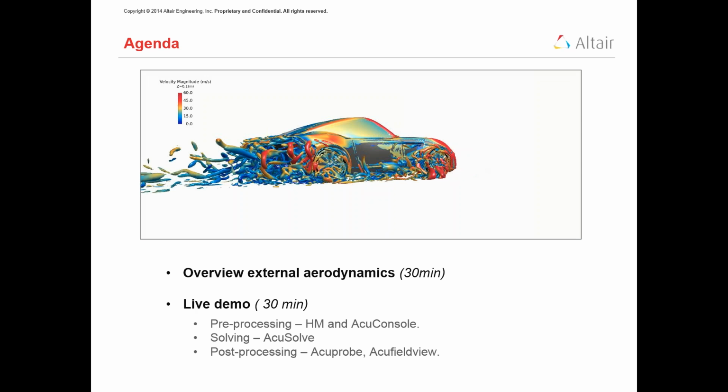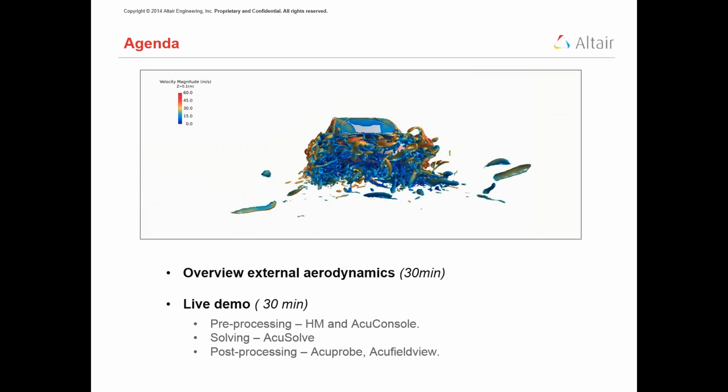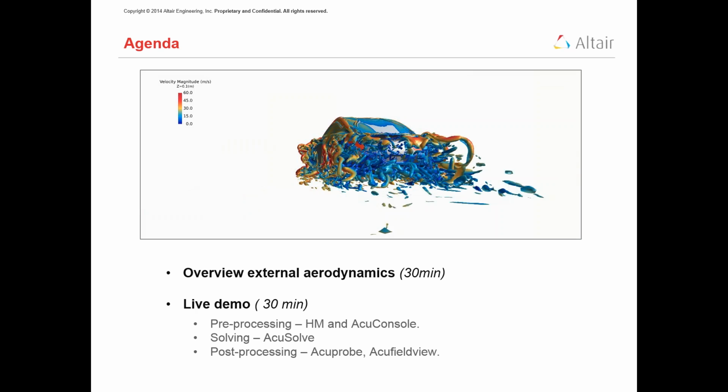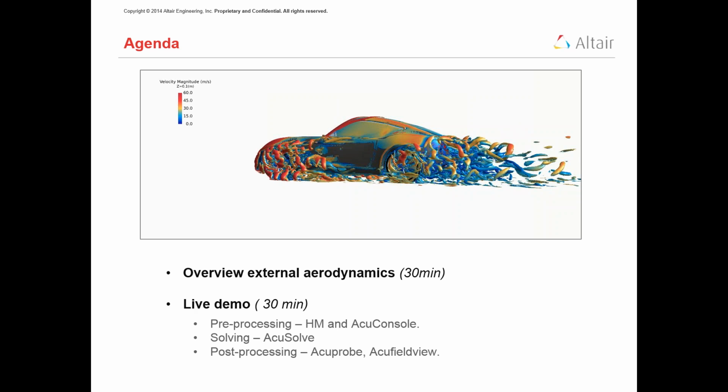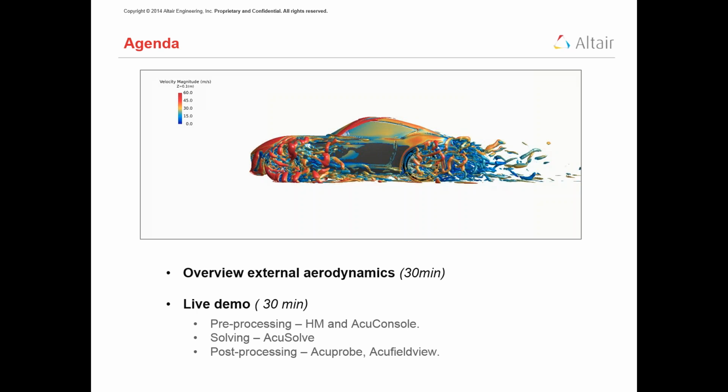So the pre-processing tools would be HM, that is HyperMesh, and AccuConsole. I have already shown you how AccuConsole, AccuSolve, AccuProbe, and AccuFieldView work. Okay, so solving is basically AccuSolve, which you will not be able to see. You just run it, then you can do basically your post-processing stuff there.